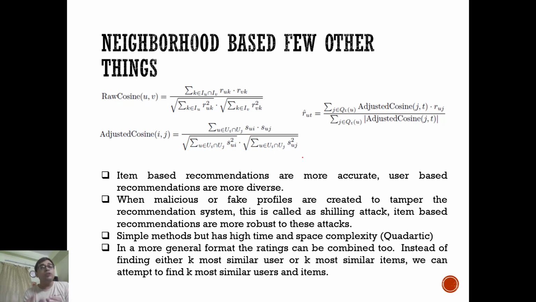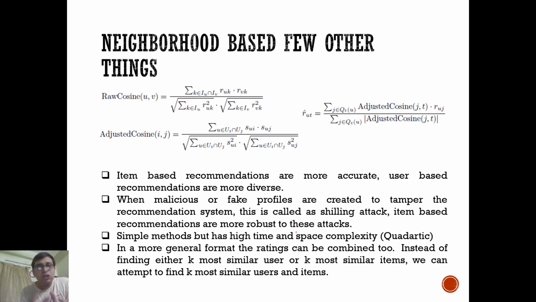Okay, also let's understand a phenomenon called a shilling attack, which happens in recommendation systems, where a lot of fake profiles are created and then the ratings of certain items are inflated or deflated. If it is a user based recommendation, it can be affected a lot, but item based recommendation is more robust to this kind of attack.